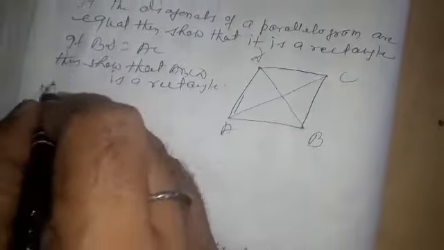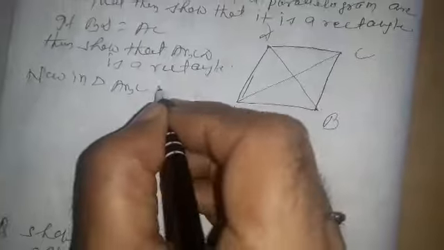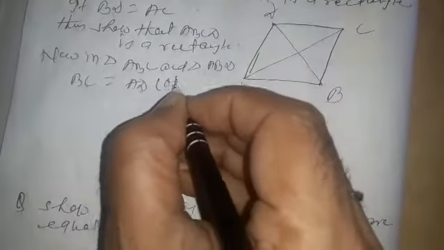So now in triangle ABC and triangle ABD, ABC and ABD, BC is equal to AD, opposite sides of a parallelogram.